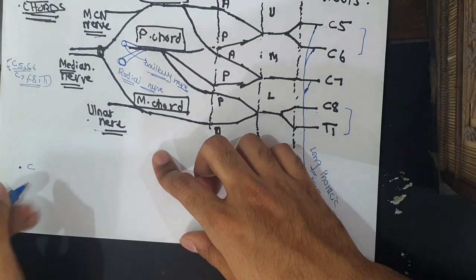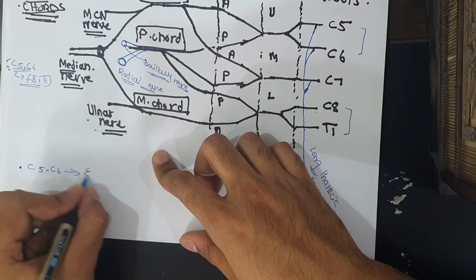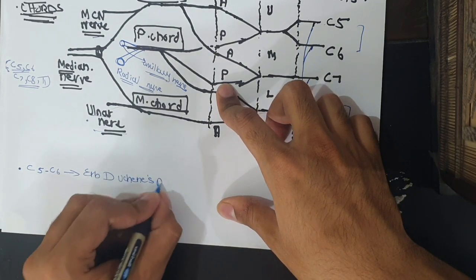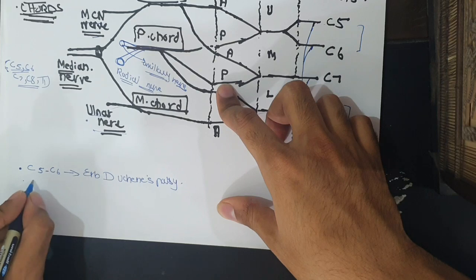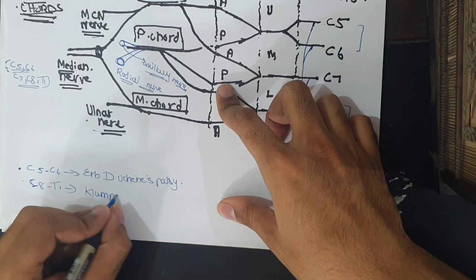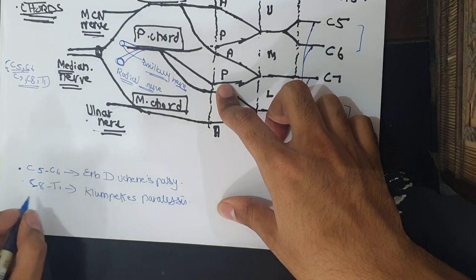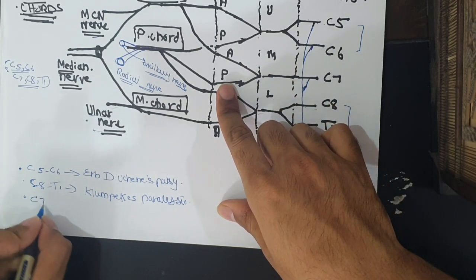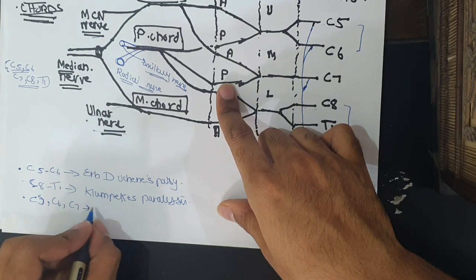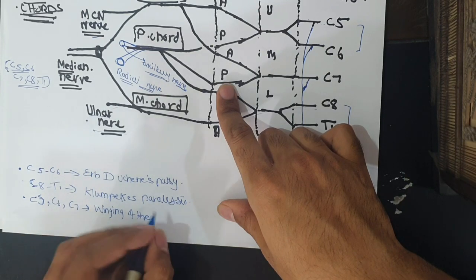So the major lesions I am writing for you over here: C5, C6 can lead to abductions, C8, T1 lesions lead to X paralysis, and C5, C6, C7 lead to winging of the scapula.